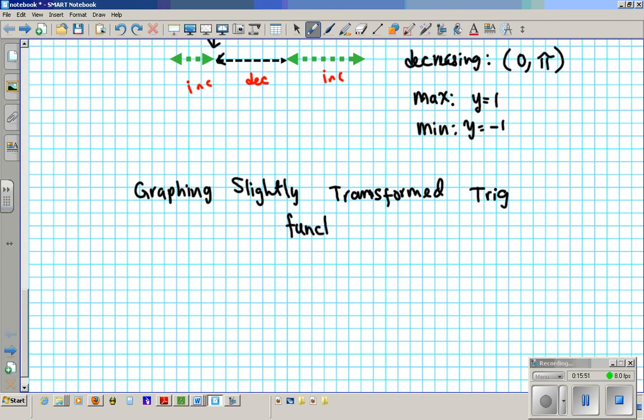Okay, we're going to go all out next class, but today we're going to just make a slight transformation. We're just going to alter the amplitude of the graph. But next class we're going to go all the way in the sense that we will alter everything: the amplitude, the period, the phase shift, and vertical shift, okay? So number 3, we're going to do the same thing.